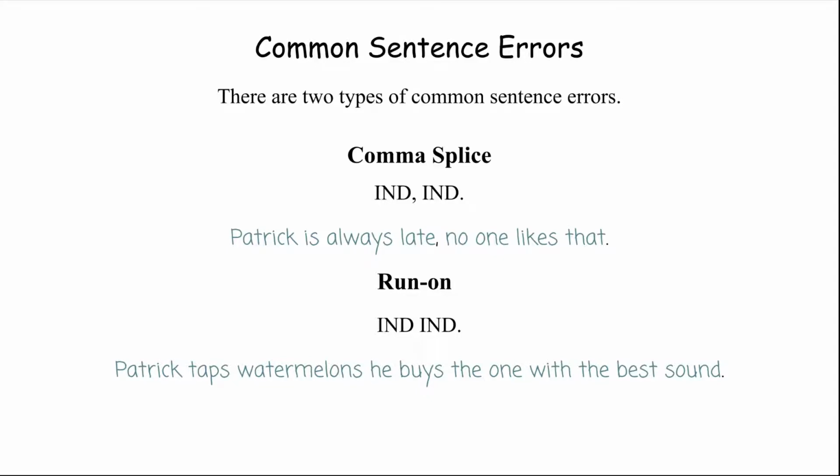Second one to avoid is a run-on sentence. This is the same thing when we have two independent clauses, but instead of putting a comma or something incorrect in between them, there's just no punctuation. These are usually a little easier to spot because when you're reading it through, "Patrick Taft's watermelons, he buys the one with the best sound," you can kind of hear that it's too much information and there needs to be a pause, because remember, things like commas signify a pause in a sentence if you need to think of it that way.